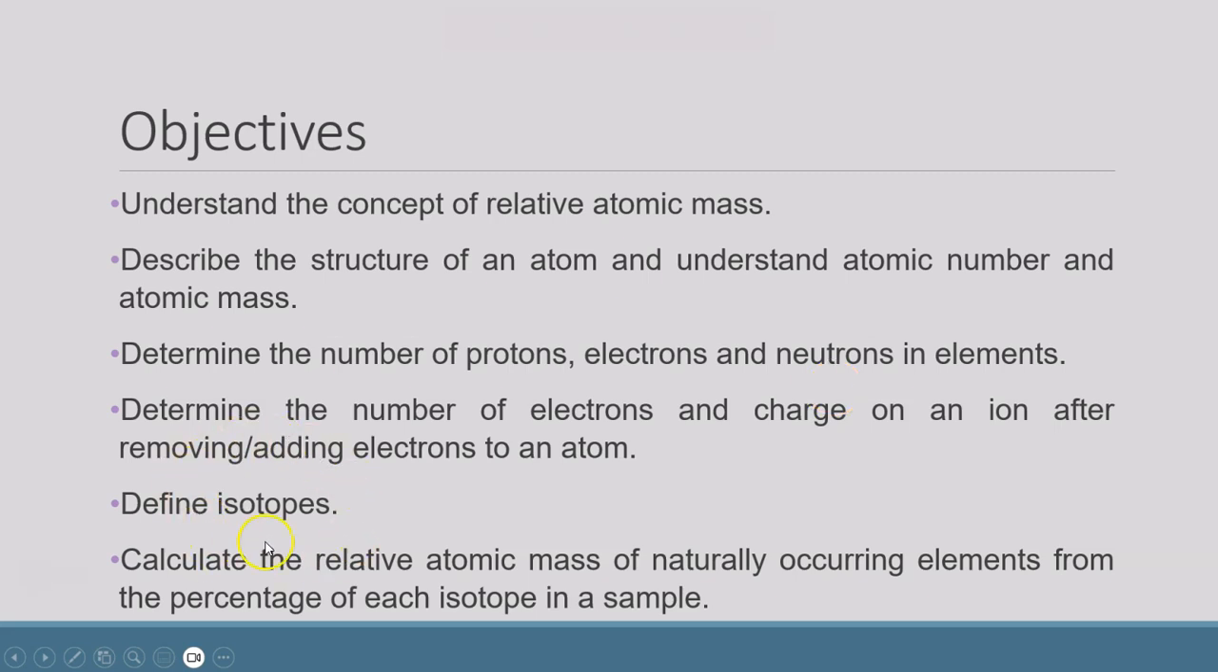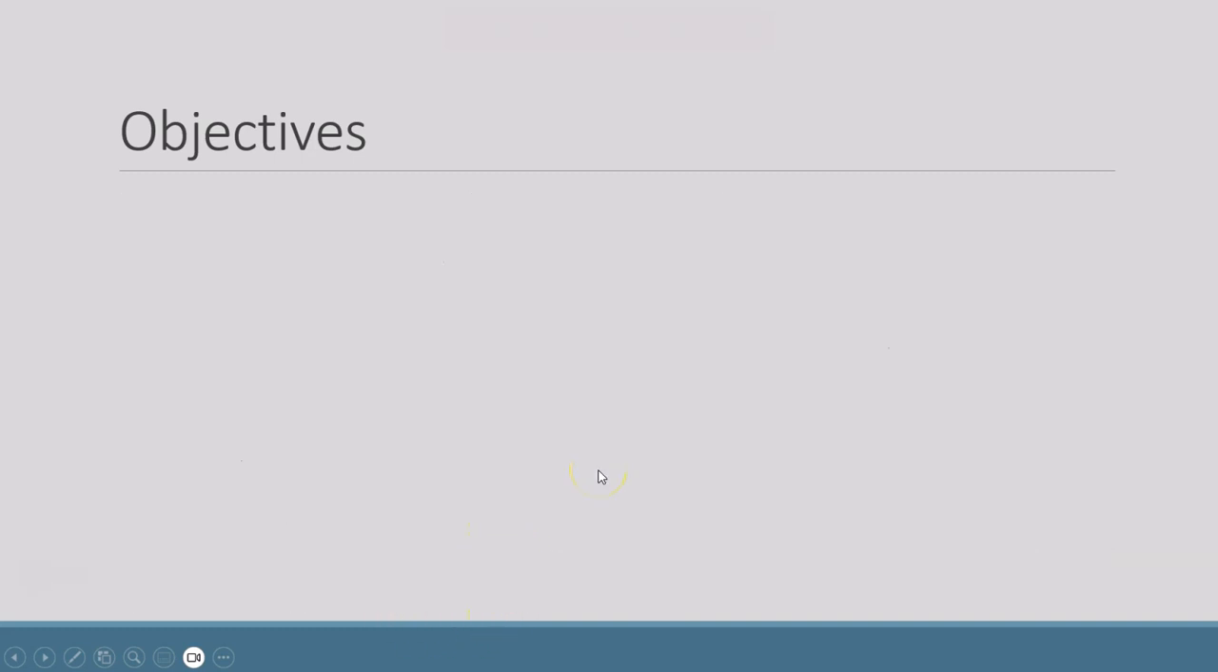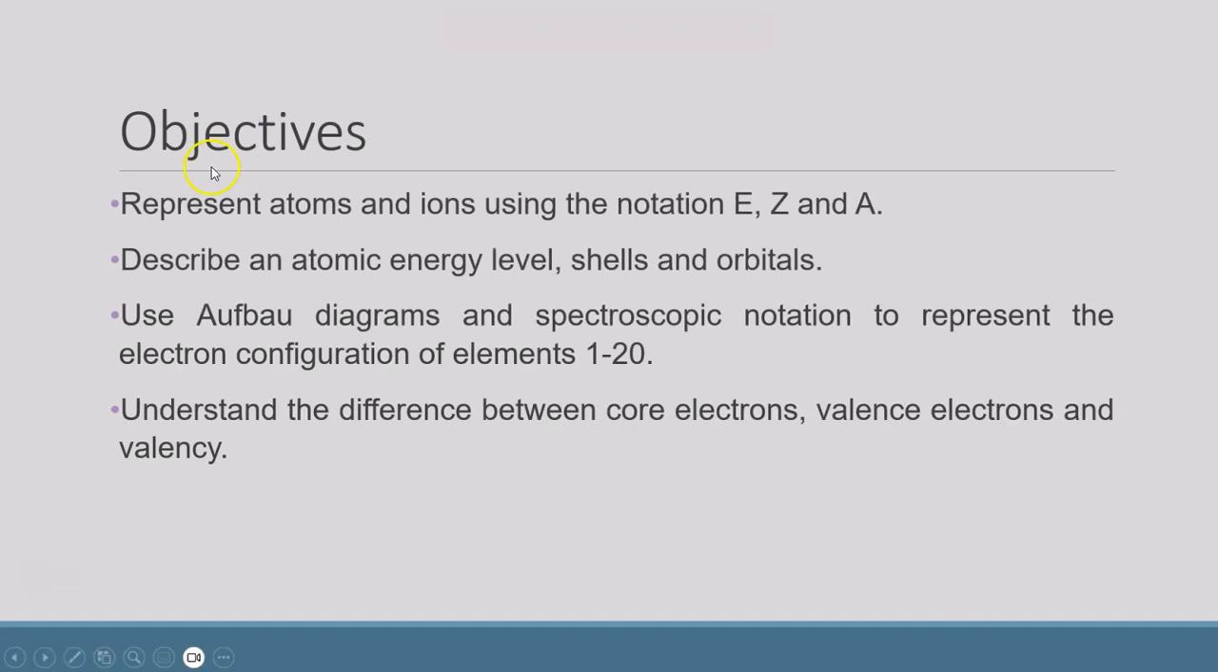We're also going to define isotopes, and we're going to calculate the relative atomic mass of elements from the percentage of each isotope in that sample. We are going to represent atoms and ions using E, Z, and A notations.